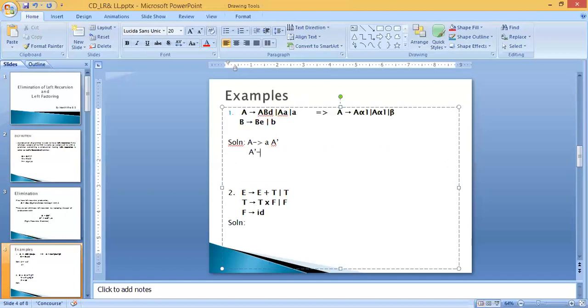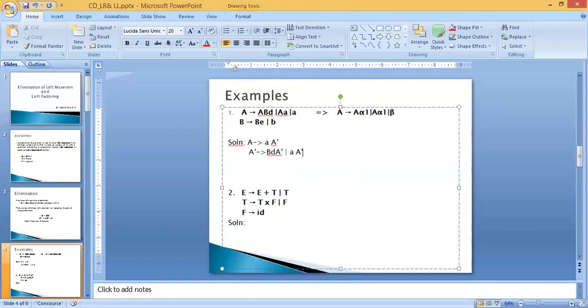Now, since I have introduced a new non-terminal, I need to write the definition for it. A dash gives, now you have to find out which is alpha. We have two alphas here. BD is one alpha and small letter a over here is one more alpha. So I will write alpha 1, which is B, D, again followed by the new non-terminal. Now I shall write the other alpha: small letter a followed again by the new non-terminal A dash.